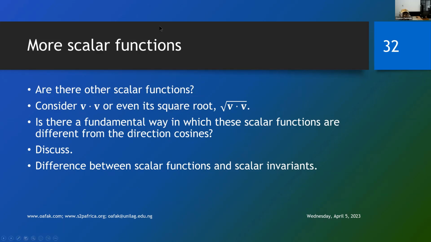Now, I have another question for the class. Let me type my question. Is there a fundamental difference between these scalar functions and the direction cosines? Is there something that distinguishes these new ones, this v dot v or the square root of v dot v, compared to the direction cosines we were discussing? If there is, what is it? We know they are all scalar functions, but is there something about these ones that's different from the other one? I want to see whether anybody can see something fundamentally different. There is a difference.